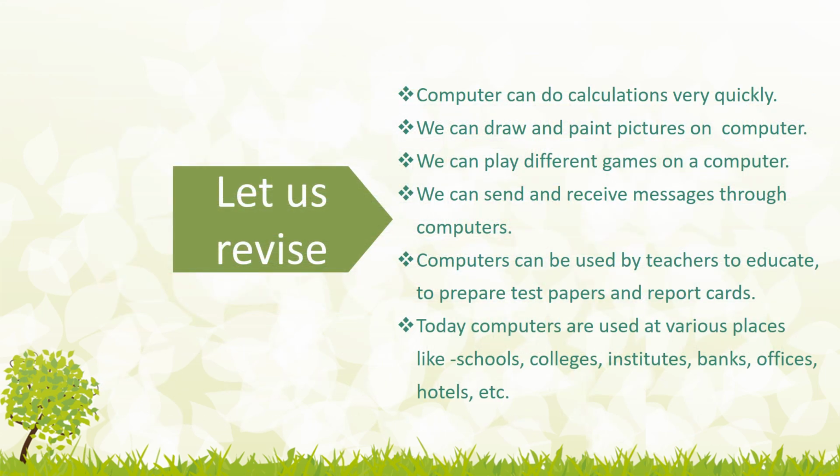Let us revise what we have studied in this chapter today. We studied that a computer can do calculations very quickly. It means computers help us to solve sums by doing calculations very quickly. Second, we can draw and paint pictures on a computer. It means a computer helps us to draw and paint pictures by using a paint program.